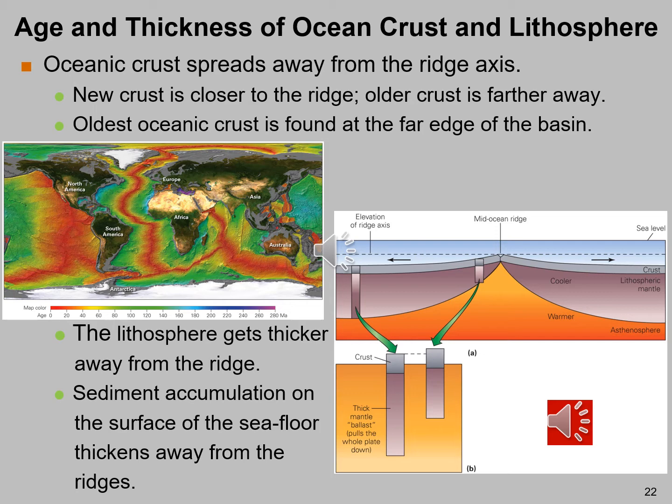Secondly, the lithosphere thickens as it moves from the mid-ocean ridges. As the lithosphere cools, it becomes thicker, absorbing a portion of the asthenosphere. Remember that the defining temperature between the lithosphere and the asthenosphere is 1,280 degrees centigrade. Sediments are thinnest at mid-ocean ridges and thicken towards the edge of the basin adjacent to the continents.